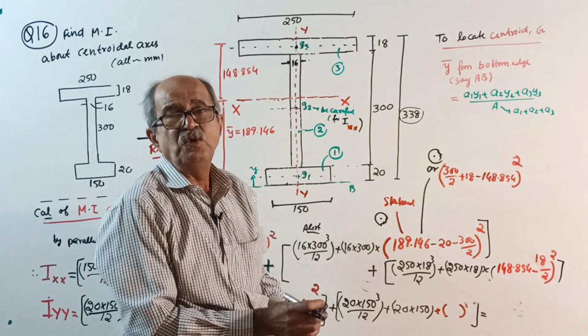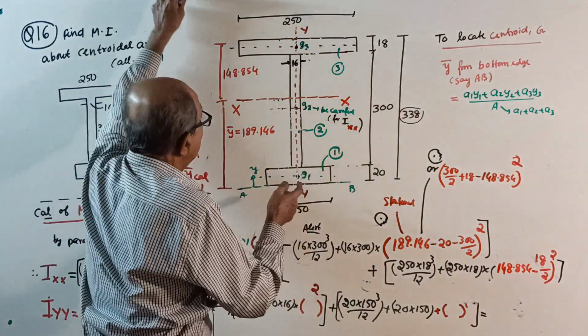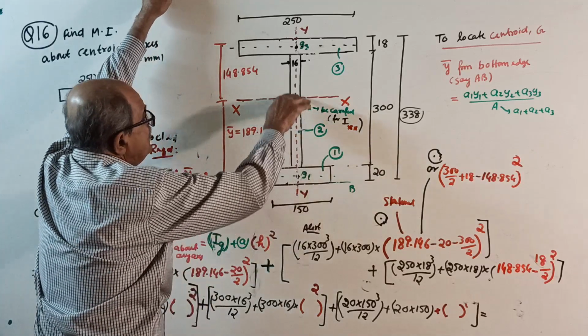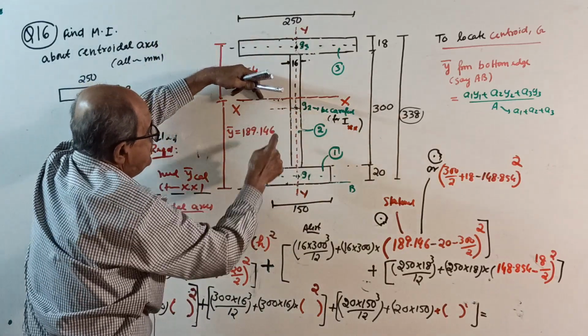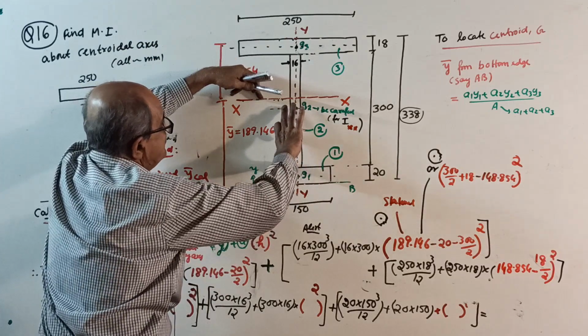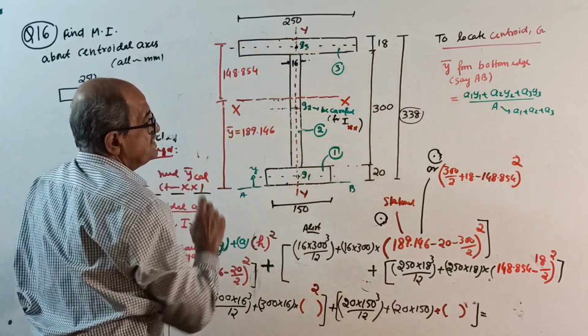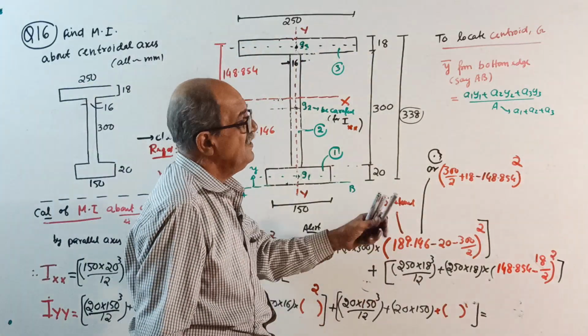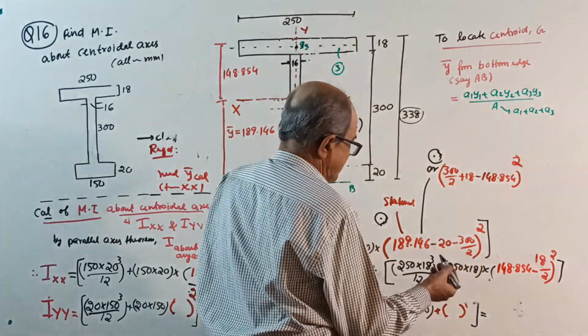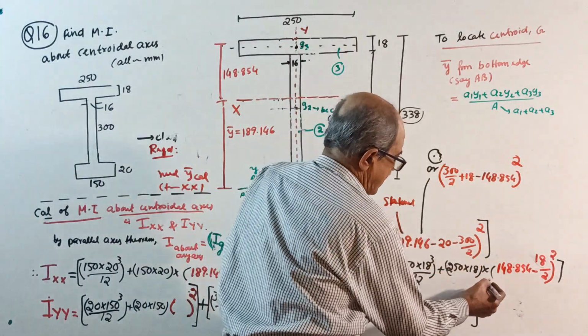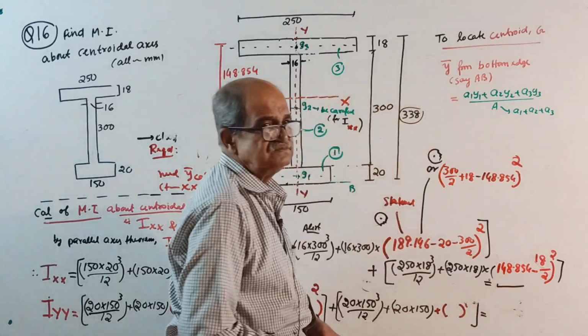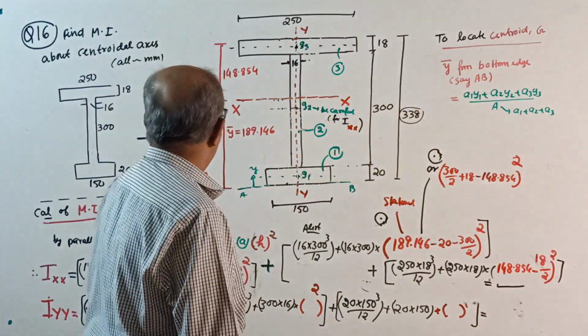So, when you consider G2 for Ixx, G2 is below, so this distance minus this distance, whole square. This is Ixx. I am not interested in the answer. You calculate and write whatever the answer is. Answer not required. Okay, start.